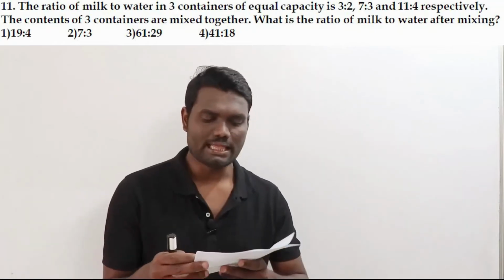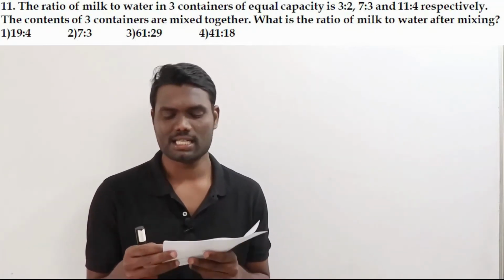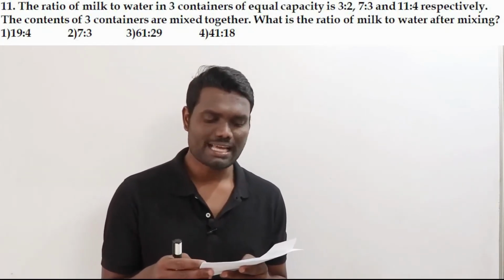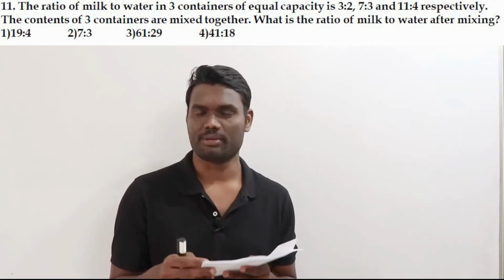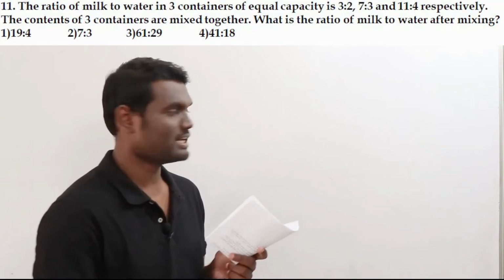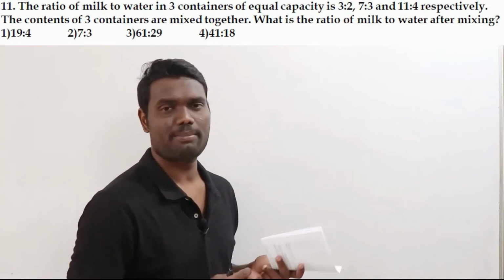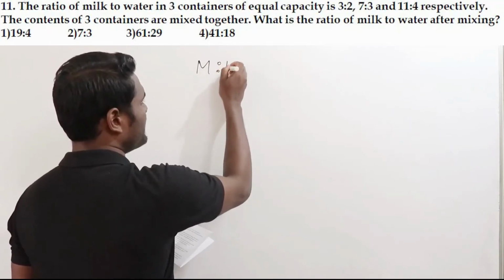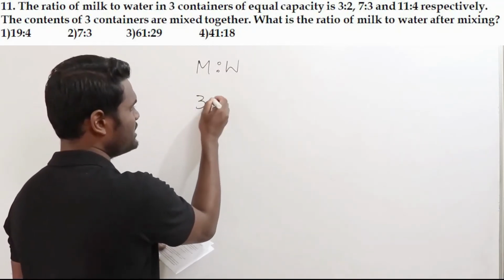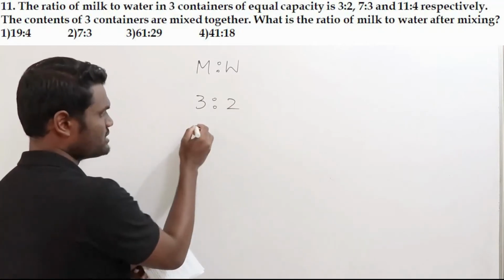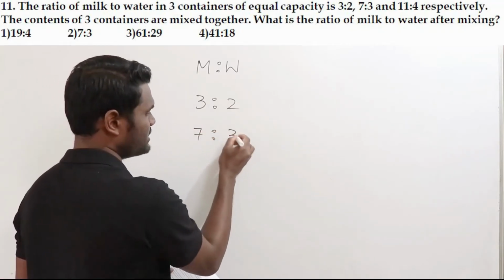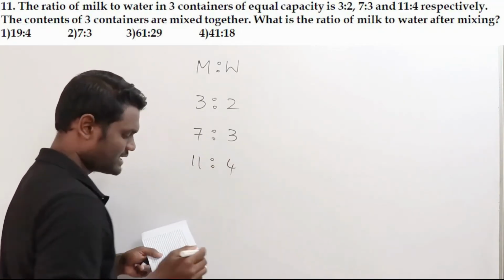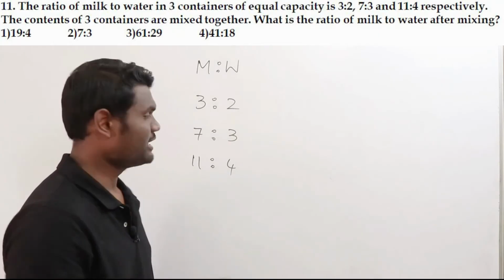The ratio of milk to water in 3 containers of equal capacity is 3:2, 7:3 and 11:4 respectively. The contents of the 3 containers are mixed together. What is the ratio of milk and water after mixing? Now the question is with respect to 3 vessels. With respect to 2 vessels, we have already discussed in the previous examples. So milk to water, in the first vessel the ratio is 3:2, in the next vessel the ratio is 7:3, and in the next vessel the ratio is 11:4. Now they are asking, if all these 3 are mixed in a large container, what is the ratio?